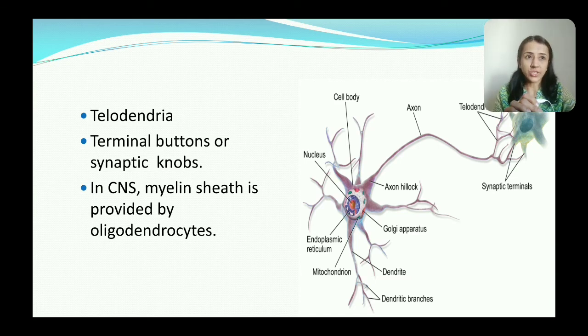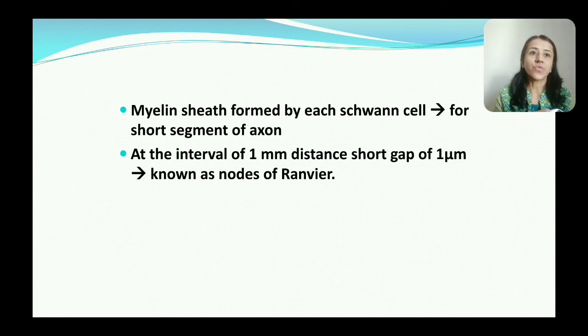Myelin sheath in the peripheral nervous system is formed by the Schwann cell, but these Schwann cells are absent in the central nervous system, and therefore in the central nervous system, myelin sheath is formed by oligodendrocytes. The myelin sheath formed by each Schwann cell covers only a short segment of axon, at an interval of about 1 millimeter, and between two Schwann cells there is a gap of about 1 micrometer, known as the node of Ranvier.